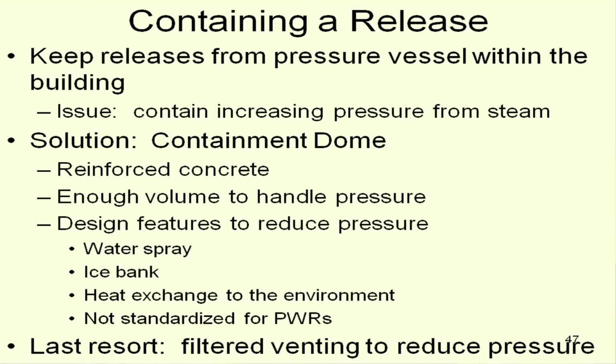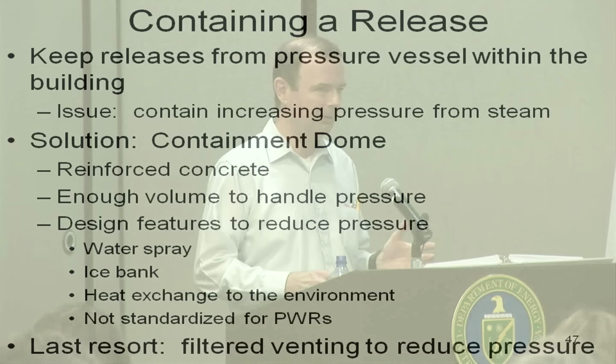And so I'll say a little bit more about these containment buildings. And the last resort, if your containment building can't hold what's going into it, which means it's in danger of being overpressurized, is a filtered venting outside. In other words, you open a valve and it goes through an off-gas processing system to remove iodine and this kind of thing. And then you vent the gas to the outside to alleviate the pressure.